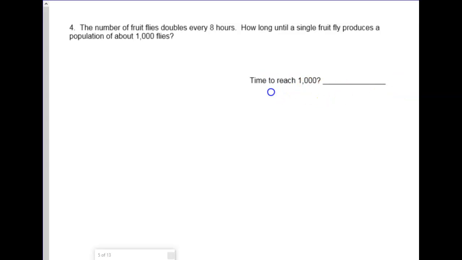What I want you guys to do, this is on your worksheet, right? Can you change it a little bit? Because I want this to reflect what you're going to see on your test. How long until the fruit fly produces a population over 1,000 flies? And then write a little note here to the nearest tenth.